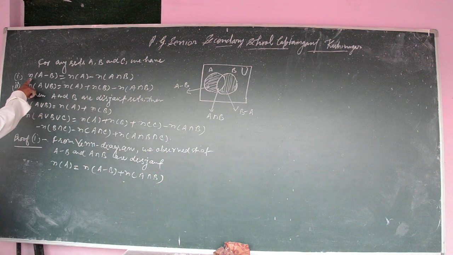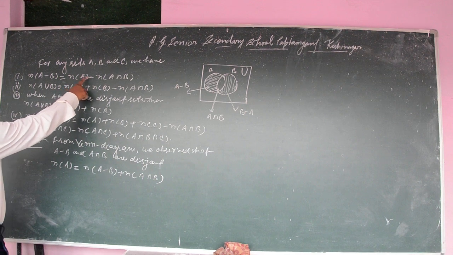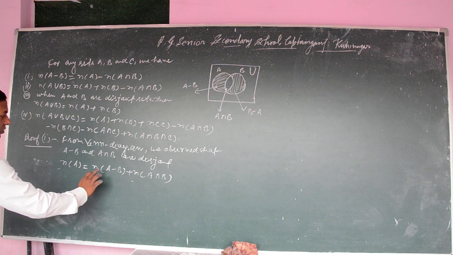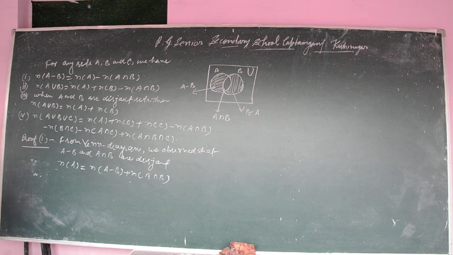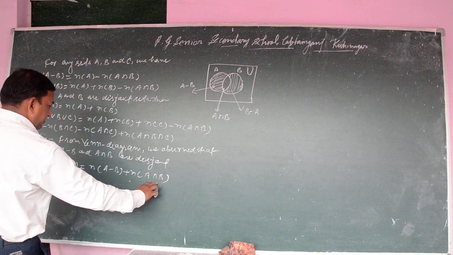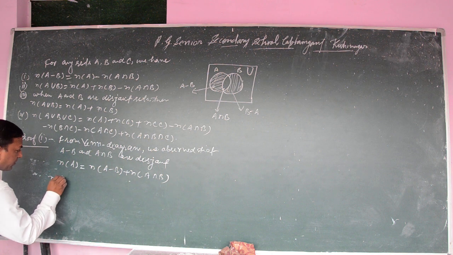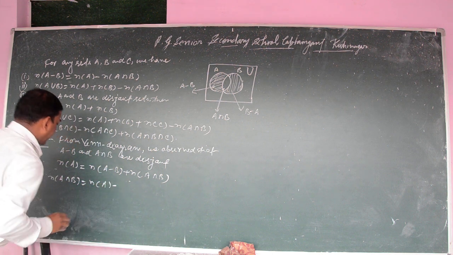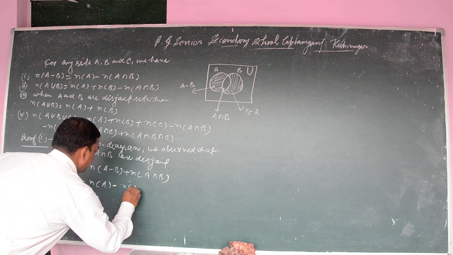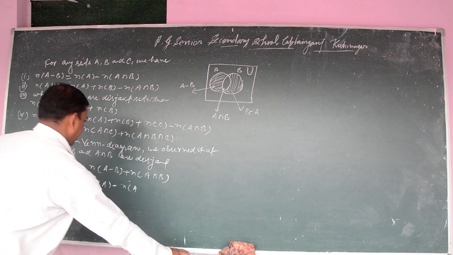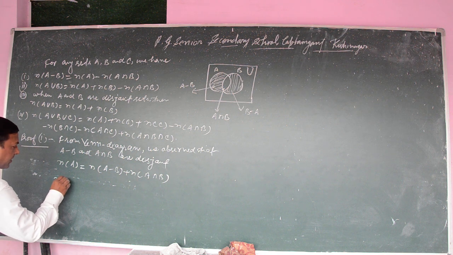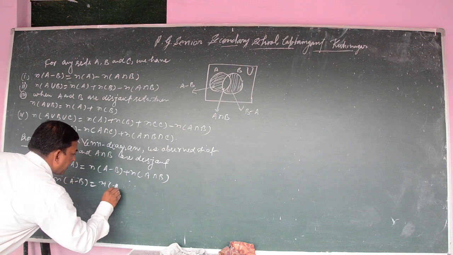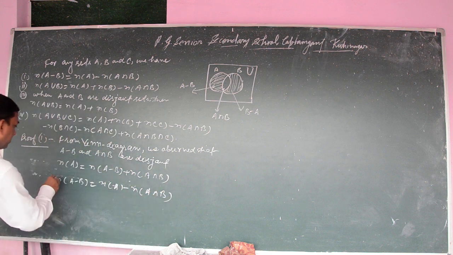Now, the first formula is cardinal number of A difference B equals cardinal number of A minus cardinal number of A intersection B. Therefore, we need to transpose cardinal number of A difference B to the left hand side and cardinal number of A intersection B to the right side. We get cardinal number of A difference B equal to cardinal number of A minus cardinal number of A intersection B. This is your first formula.